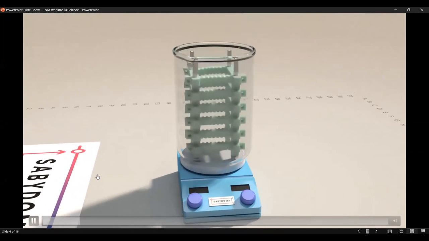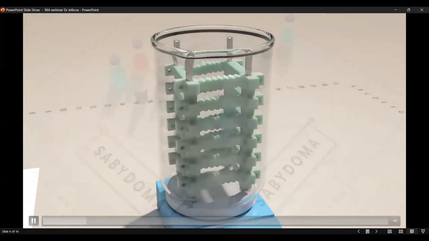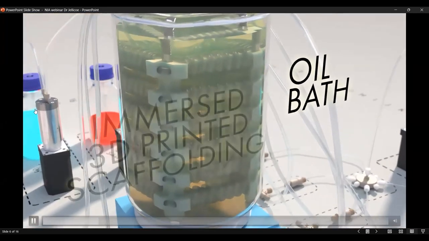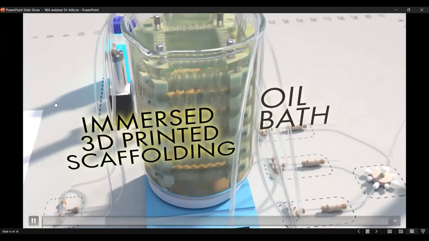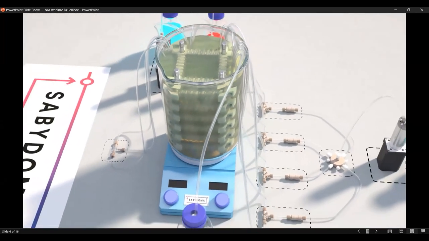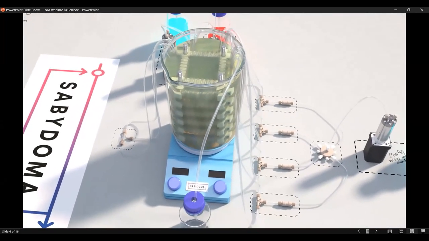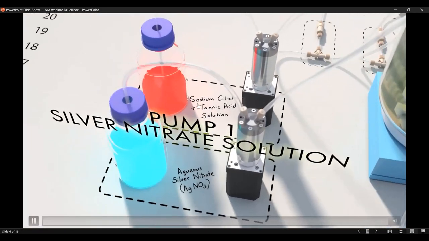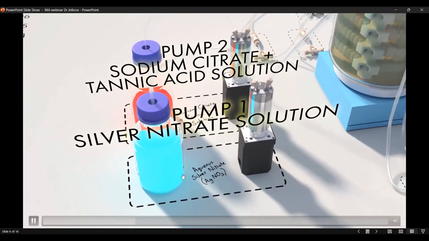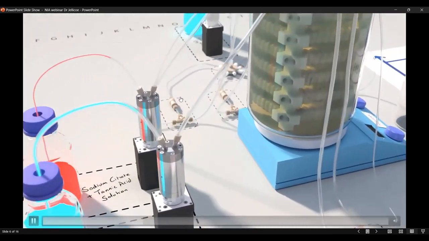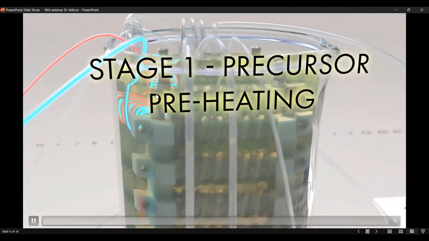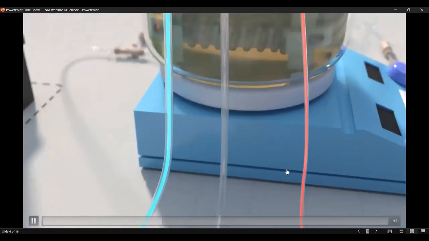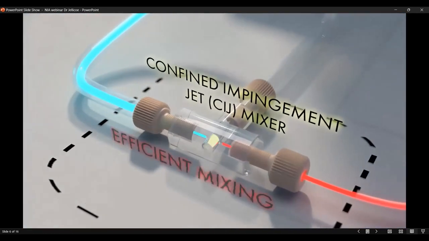And then we place it into an oil bath where we can control the temperature from 30 to 90 degrees Celsius. And we use these things called milligap pumps to pump the solutions in, which gives us great control over the flow rate of the material. So here we have a sodium citrate and tannic acid solution and aqueous silver nitrate, which is just a simple chemistry of what's occurring in this reaction.